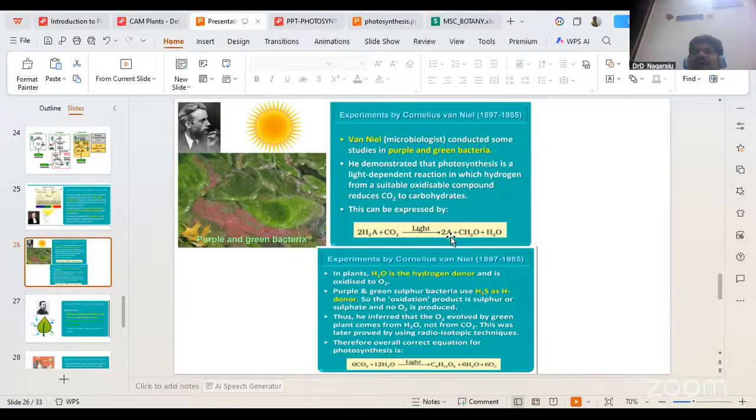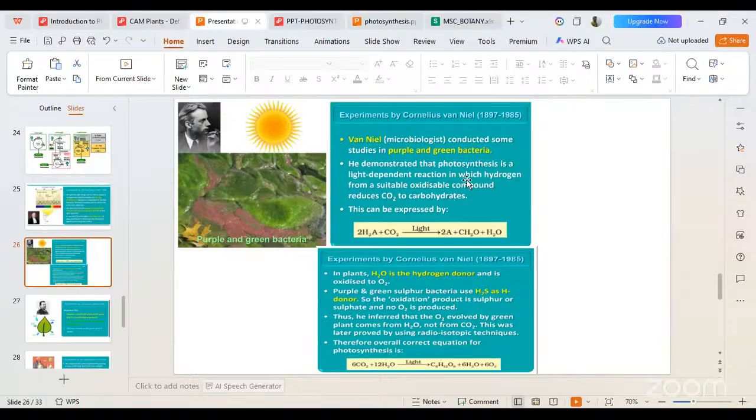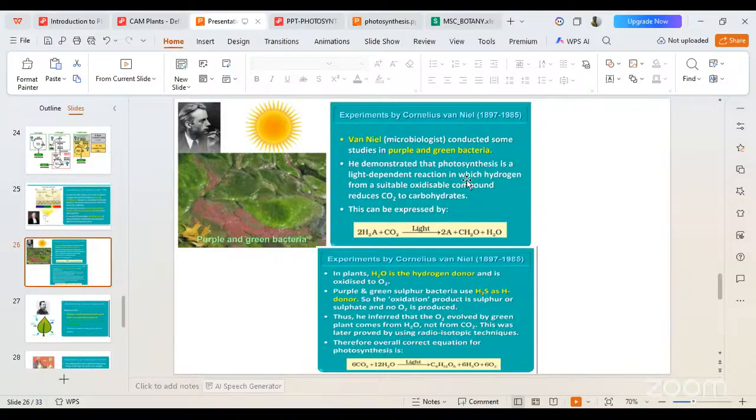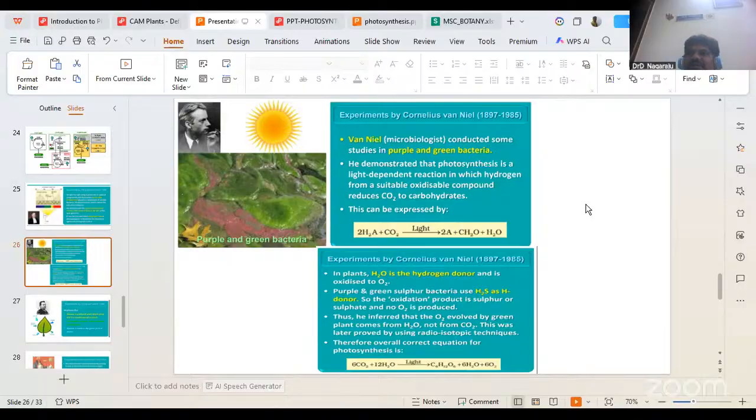That's why he identified it, and also by using the O18 isotope, actually O16 is the normal one, but with two more neutrons it is the O18 isotope. Where the water molecule has the O18 isotope, that same O18 is coming in the oxygen. That's why oxygen released in the light reaction comes only from the water, not from the carbon dioxide.